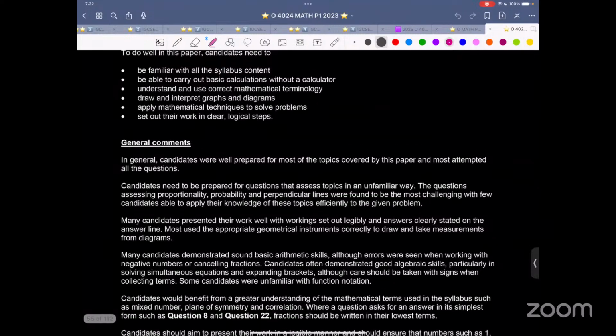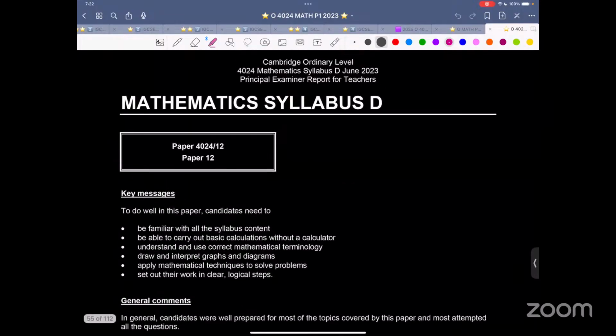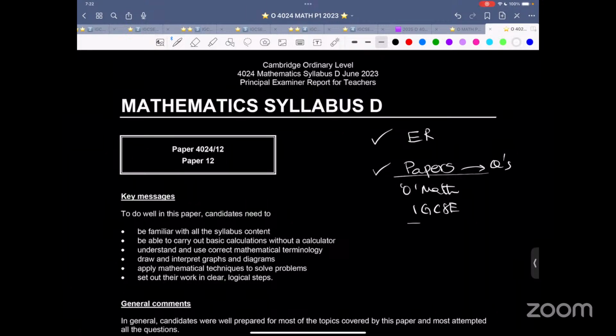So now let's get started. We are starting with the review of O-level math. And in O-level math, we are focusing on a few things. First of all, the examiner report. So that is what I'm focusing on. And then we are solving some nice questions from different papers. It could be from OMath, it could be from IGCSE, anything that is relevant to this.